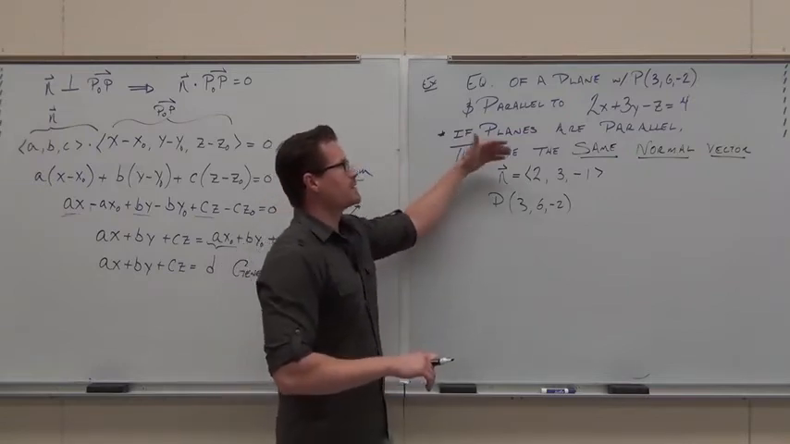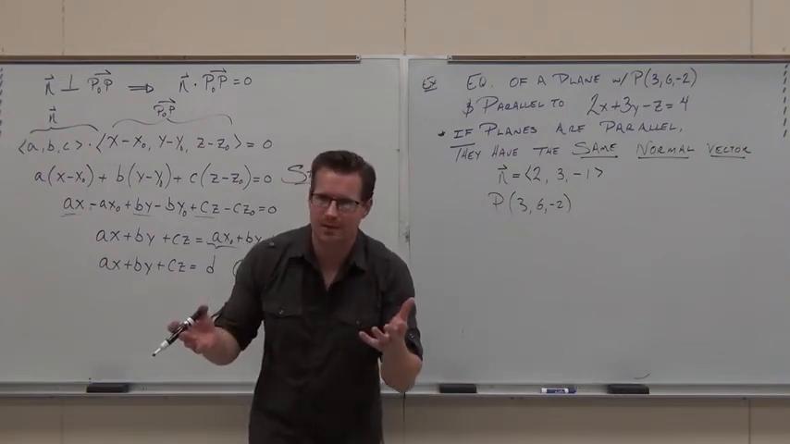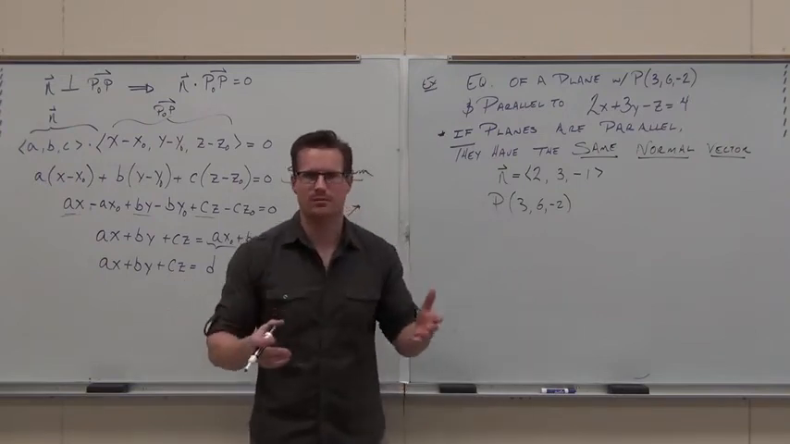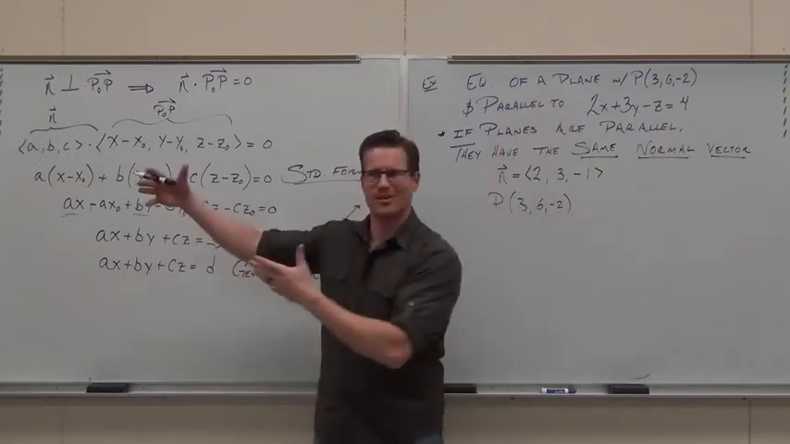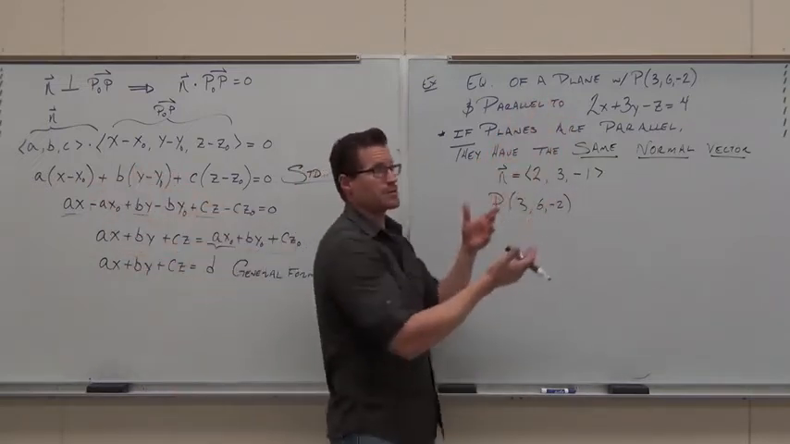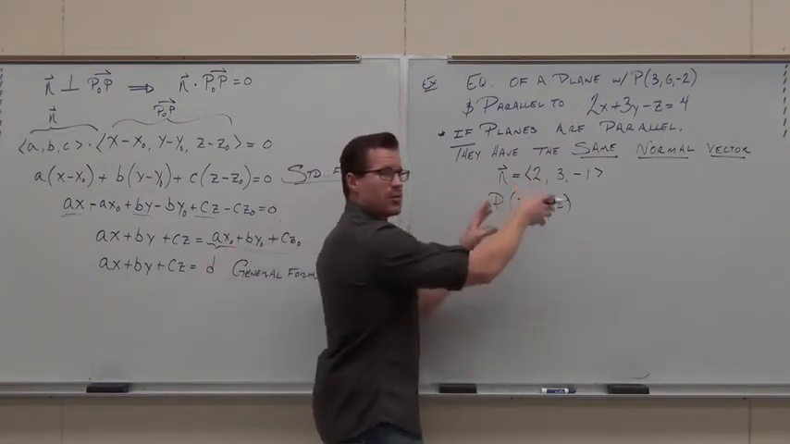So, listen, if planes are parallel, they have the same normal, or at least scalar multiples. So use the same exact normal. Parallel lines, same vector. Parallel planes, same vector. You see the connection. We need a point and a normal. We have a point and a normal.